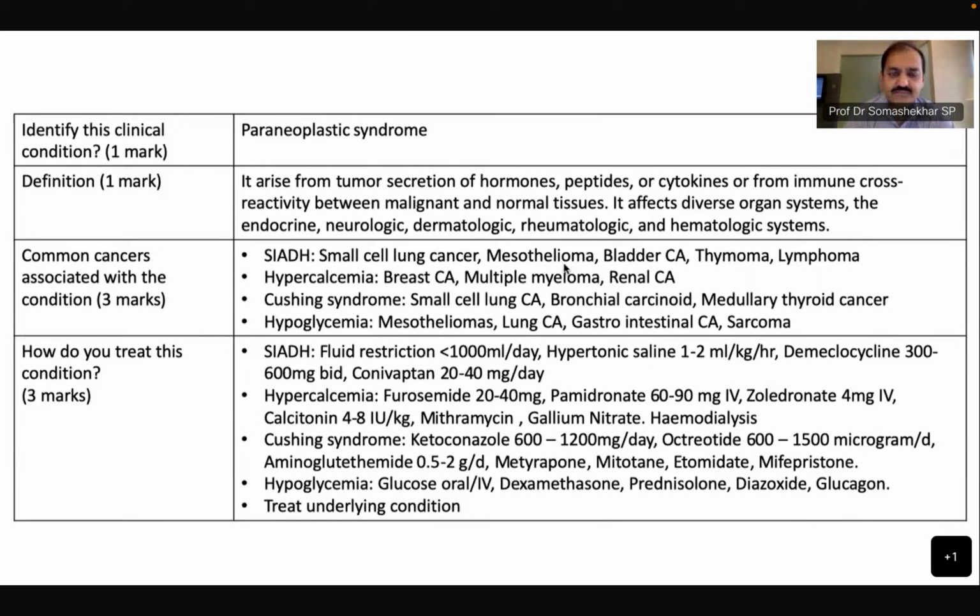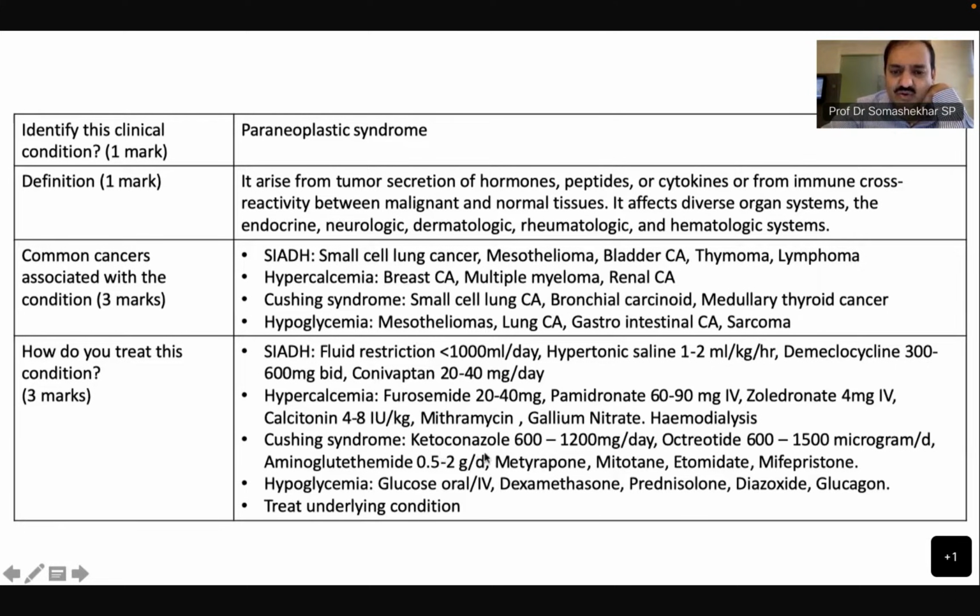How do we treat? In small cell lung carcinoma, water fluid restriction, hypertonic saline. The drugs are demeclocycline and conivaptan. Hypercalcemia, you give Lasix, furosemide, and you give bisphosphonates and hyaluronic acid. We also control with calcitonin at 4 to 8 international units per kg, and then you also do hemodialysis.